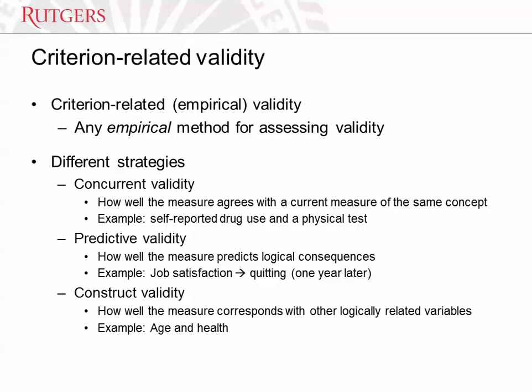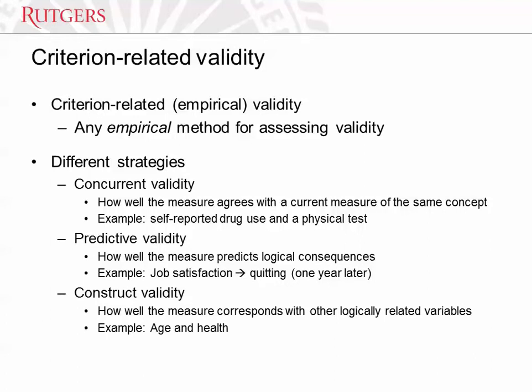So we give the example in the book of self-reported drug use, which can be compared to hair samples or urine samples that can detect actual traces of drug use in the body. Obviously, that's a more expensive, intrusive form of testing for drug use. But it could be useful to do just to see how accurate self-reported drug use is. And it turns out that, as you might expect, people underreport drug use if you just ask them questions in a survey. So that would be a way to show, using a concurrent validity strategy, that a measurement may not have good validity.